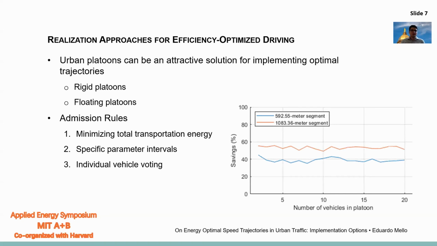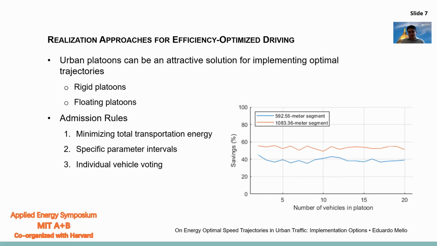In order to overcome these difficulties, we are suggesting a few realization approaches, the first one of them being the implementation of urban platoons. Urban platoons can be divided into rigid platoons and floating platoons, where they are all executing optimal speed trajectories. In rigid platoons, all vehicles are executing the exact same optimal speed trajectory generated for the average vehicle in the platoon, and in floating platoons, every vehicle is executing its own optimal speed trajectory, thus the distance between vehicles varies over time.